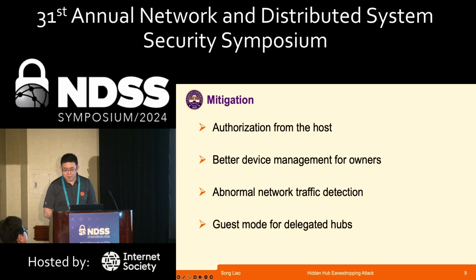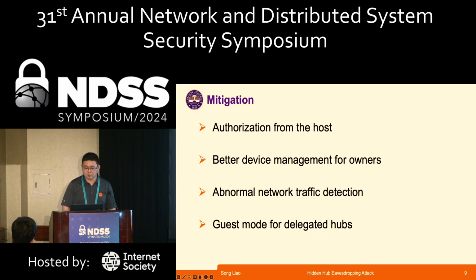Based on the vulnerabilities we discovered, we also provide some mitigations and recommendations. First, we believe the authorization should be obtained from the host instead of the secondary users. The second is that vendors should provide better device management for the owners so that the owners can easily check their hubs on their mobile apps. In addition, the owner can also check the network traffic to detect any suspicious hub. And lastly, Matter could provide a guest mode for the delegated hubs, such as limiting the time for the delegated hubs.